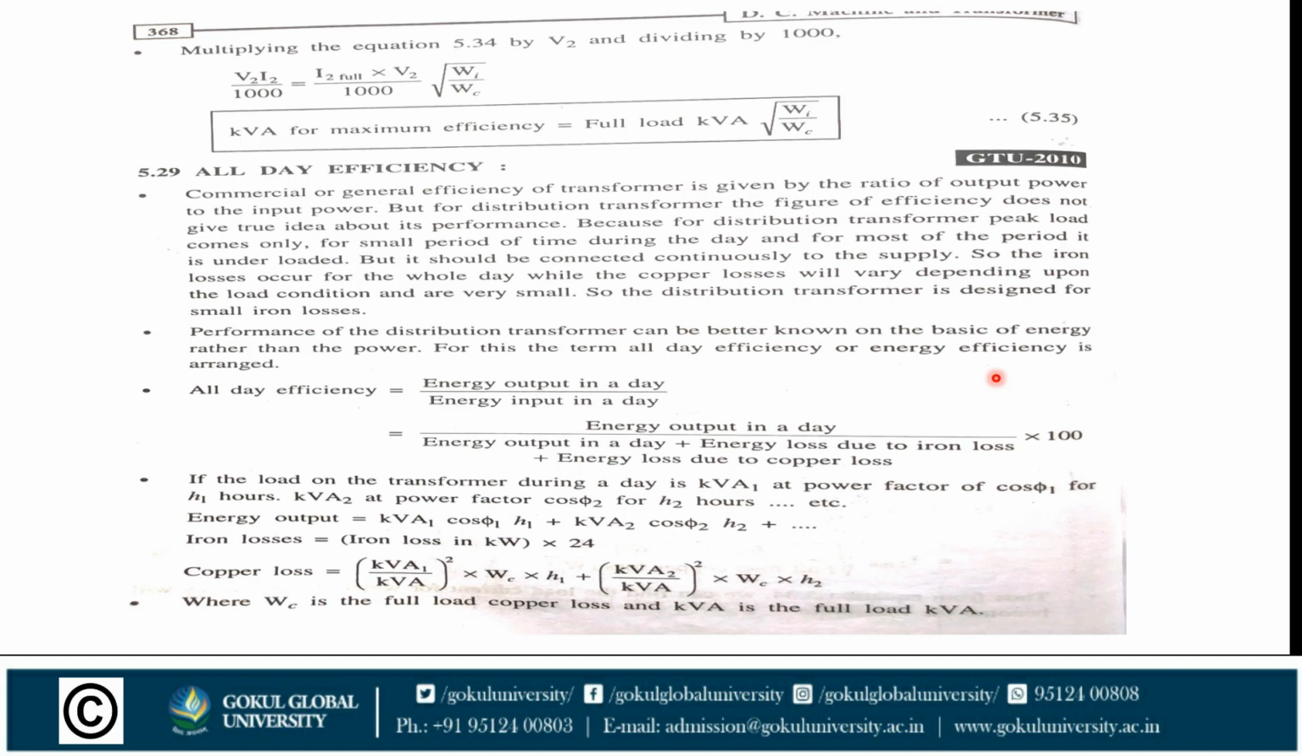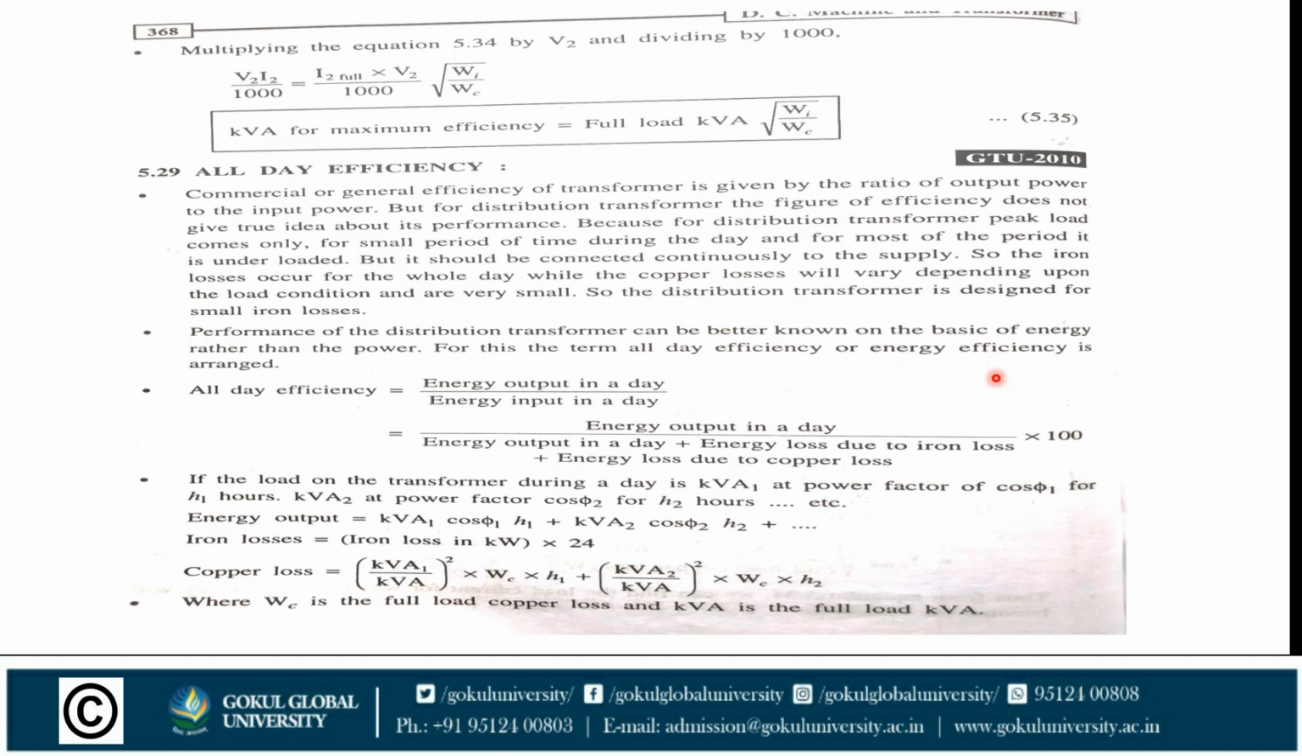Performance of the distribution transformer can be better known on the basis of energy rather than power. For this, the term all day efficiency, or you can say energy efficiency, is required. So what is the equation of all day efficiency? All day efficiency is equal to energy output in a day by energy input in a day. So energy output in a day divided by energy output in a day plus energy loss due to iron loss plus energy loss due to copper loss, into 100.